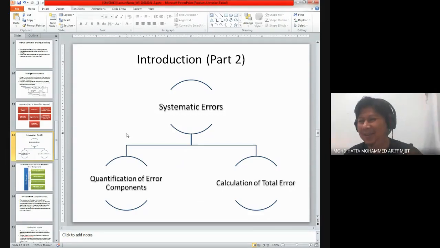Anyway, this is the part where we try to calculate the overall systematic error. The first one is I will explain how we quantify the error components, and later on we try to combine all the error components and calculate the overall systematic error.